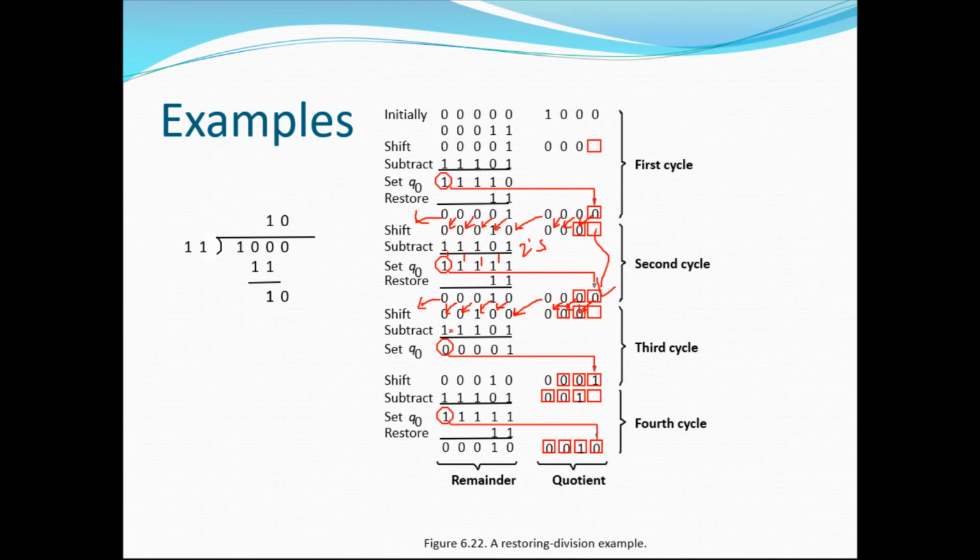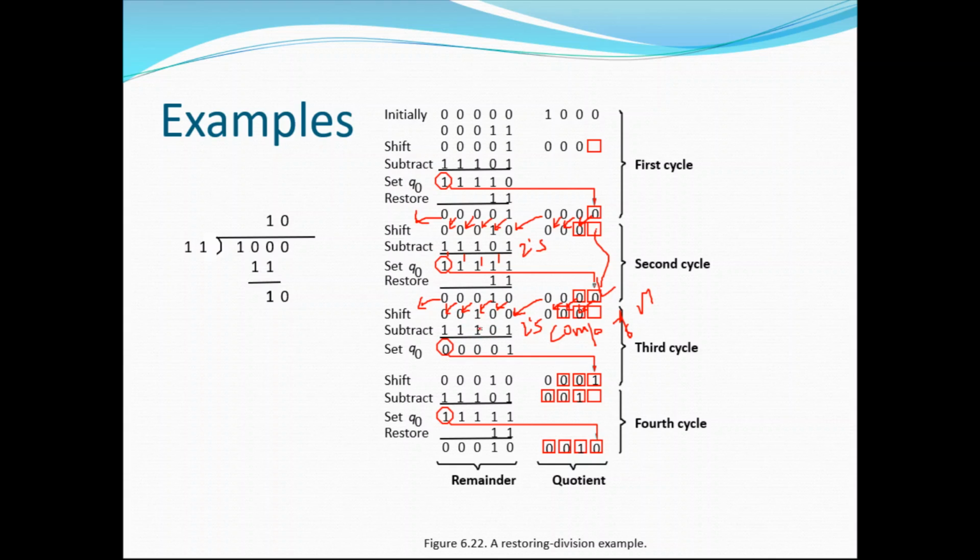Now once again add the 2's complement of m. So this is the 2's complement of m, and it should be added with a. So 0 plus 1 is 1, 0 plus 1 is 1, 0 plus 0 is 0, 1 plus 0 is 1.